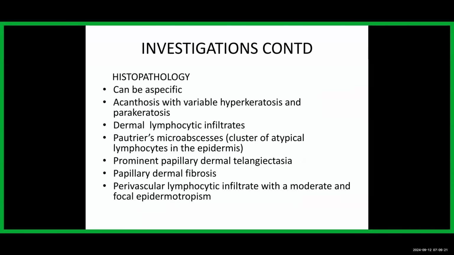Then when we do the biopsy, we take it for histopathology. The findings are usually non-specific because they can be seen in some other conditions. Acanthosis and parakeratosis can be seen in psoriasis. And other things we can see are dermal lymphocytic infiltrates, Pautrier microabscesses, prominent papillary dermal telangiectasia, and perivascular lymphocytic infiltrates with a moderate and focal epidermotropism. So epidermotropism means that the white cells are moving towards the epidermis. It can also be seen in other conditions.